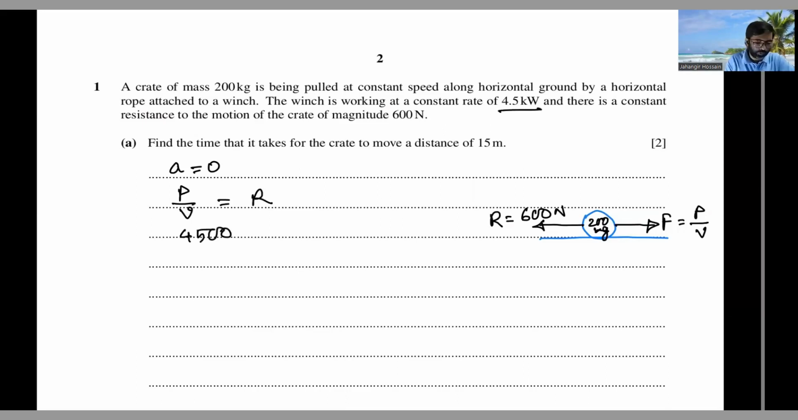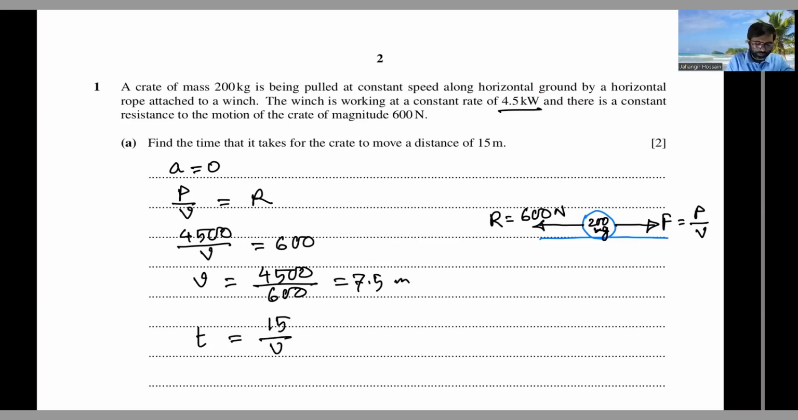You only have 4.5 kilowatts, so it is in watts: 4,500 divided by V equals R. So V is 4,500 by 600, that is 7.5. The time it takes to travel a distance of 15 meters is 15 by V, so that's 2 seconds. So it is 7.5 meters per second.